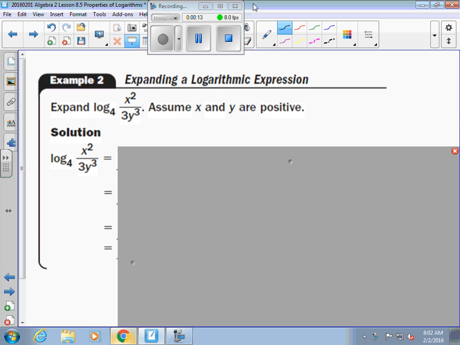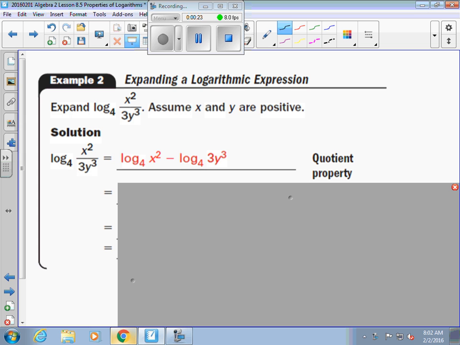Expanding a logarithm, you have log base 4 of x squared over 3y cubed, assuming x and y are positive. You have to start off with x squared divided by 3y to the third. Remember, division pairs with subtraction according to the quotient property. So separate it. When we're expanding logarithms, we're making something very short into something that's going to be very long when you write it out. So we have log base 4 of x squared minus log base 4 of 3y to the third.